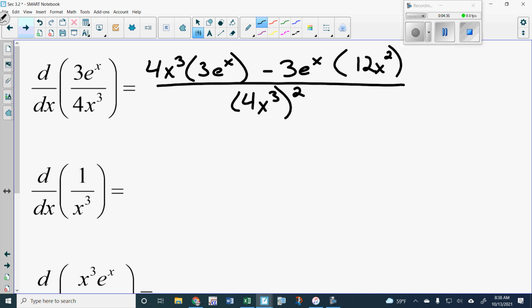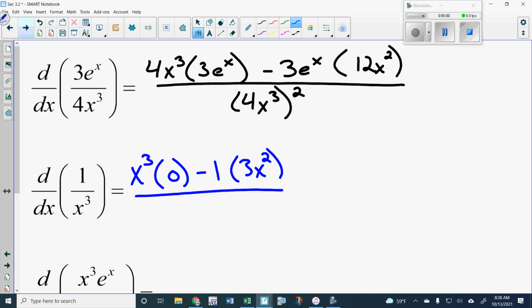What about 1 over x cubed? That's a check mark. Undefined. You still have the derivative. So let's do our quotient rule. Down, D up, which is 0, minus up, D down, all over down squared.